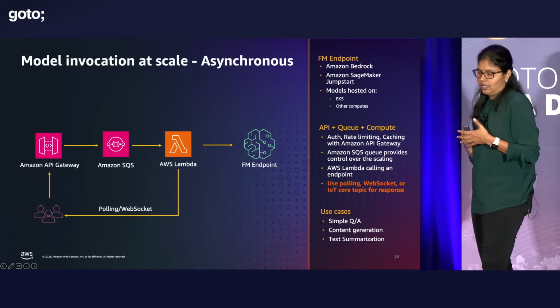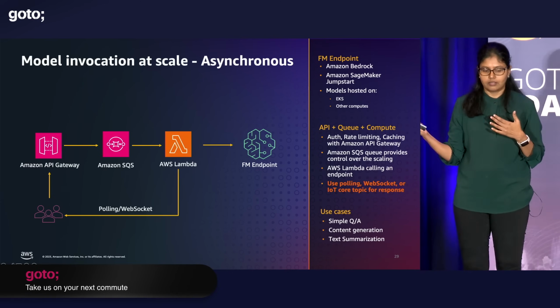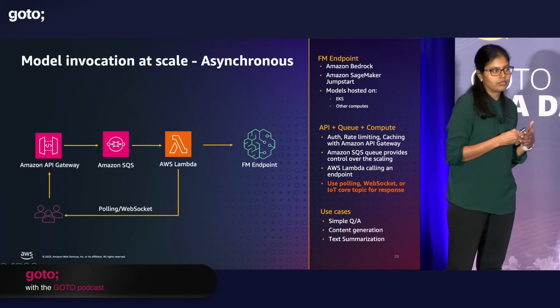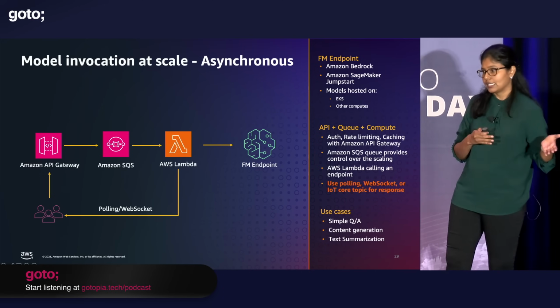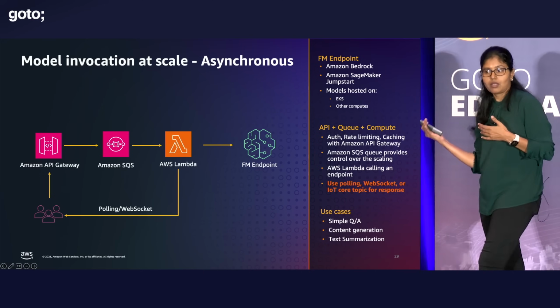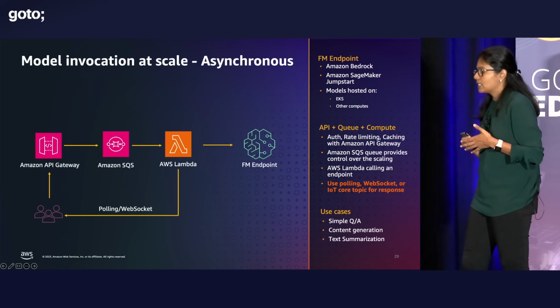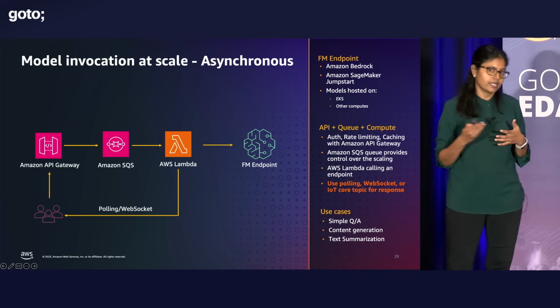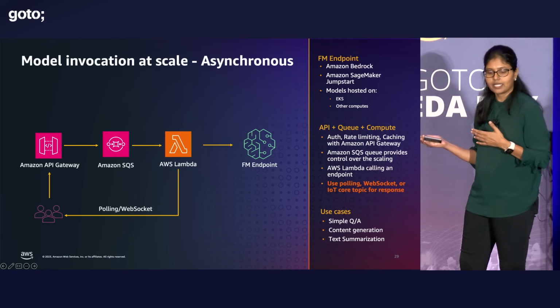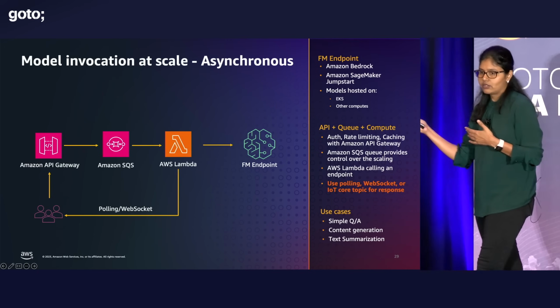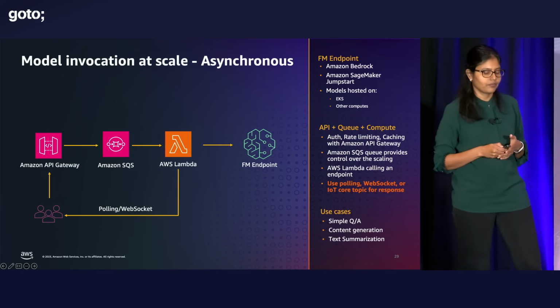Another way you could send the response back to the user is WebSockets, two-way interactive communication between the client and the server. API Gateway offers WebSocket. AWS IoT Core offers WebSocket. And there is also AppSync subscriptions. So you can use these mechanisms to send the asynchronous response back to the user.